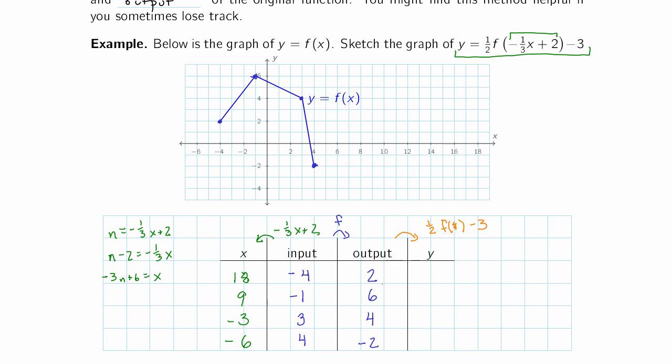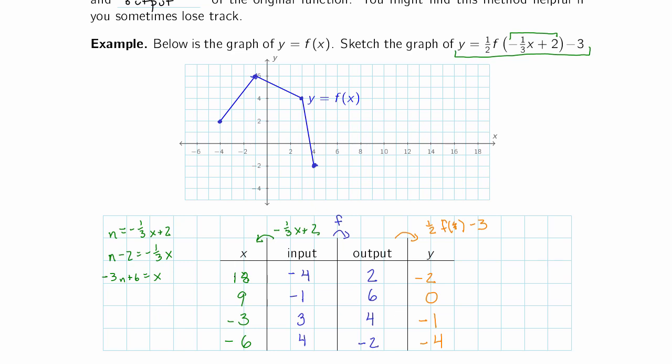So 2 divided by 2 is 1, minus 3 is -2. 6 divided by 2 is 3, minus 3 is 0. 4 divided by 2 is 2, minus 3 is -1. -2 divided by 2 is -1, minus 3 is -4. So that's how we get our x value and our y value for our actual graph.